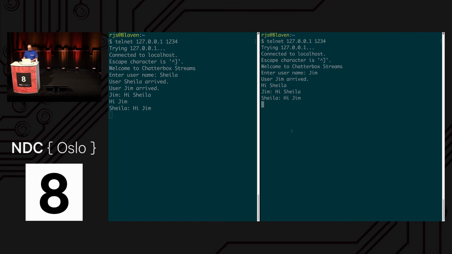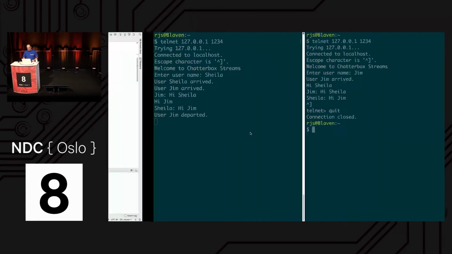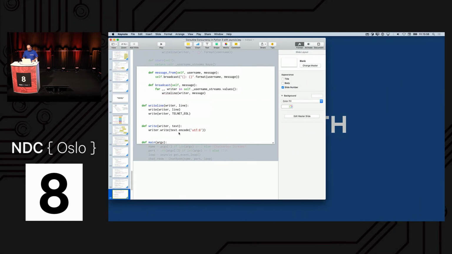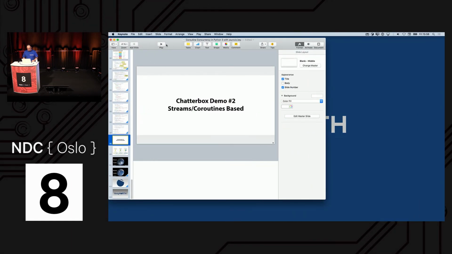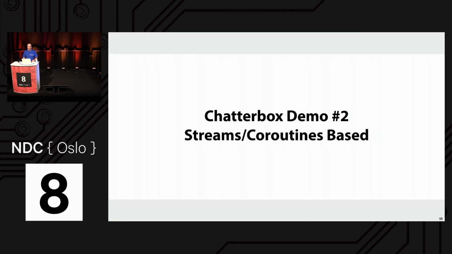Eventually, I close the connection. We do that in Telnet like this. When I quit Telnet here, you'll see that coroutine ended. So one of those coroutines is now finished running. The other one's still going, and you see it picked up the message for Jim departed. So there we are. That's the demo. Very straightforward.